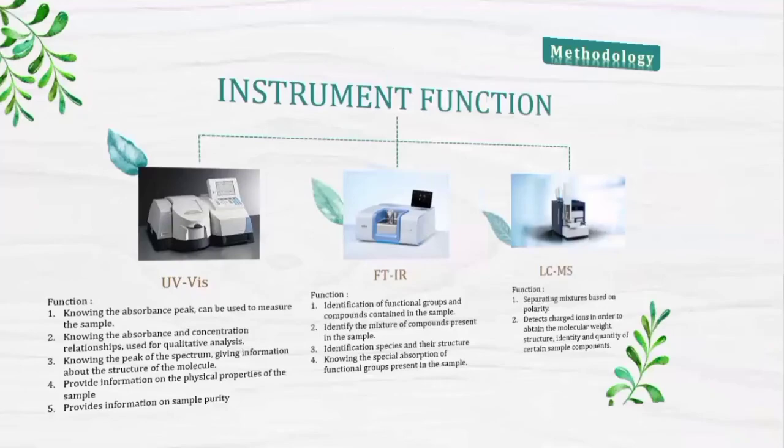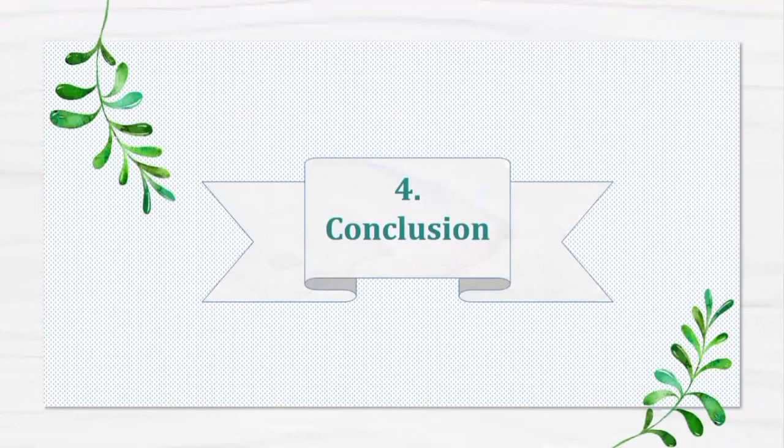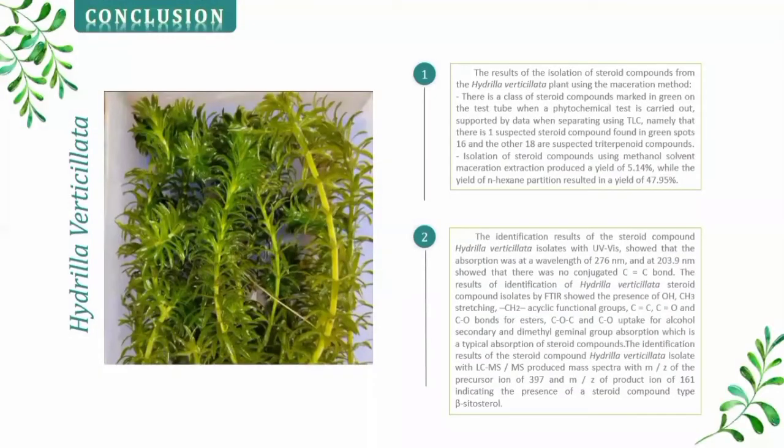Fourth is the conclusion. Okay, the next part is the conclusion. The result of the isolation of steroid compounds from Hydrilla verticillata using the maceration method: there is a class of steroid compounds, marked in green in the test tube when the phytochemical test was carried out, supported by data from separation using TLC, namely that there is one suspected steroid compound found in green spot 16, and the other, 18, is a suspected triterpenoid compound.